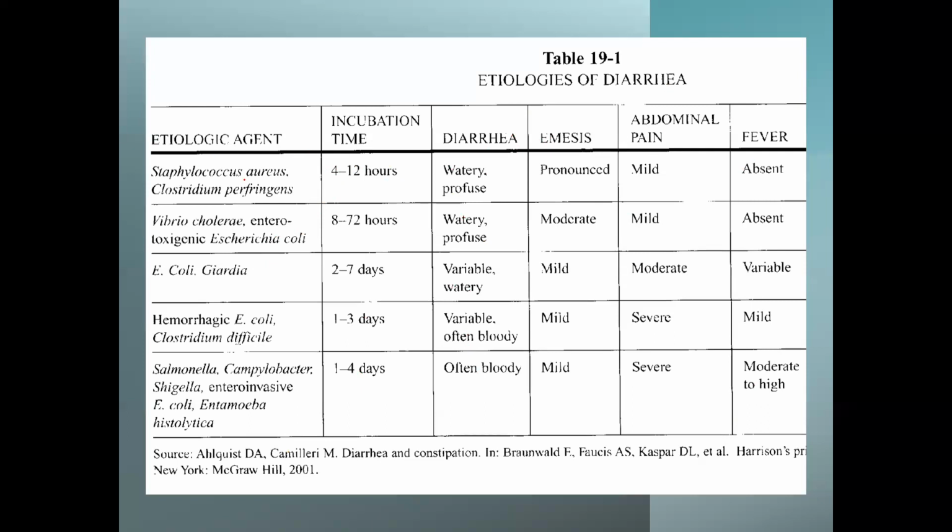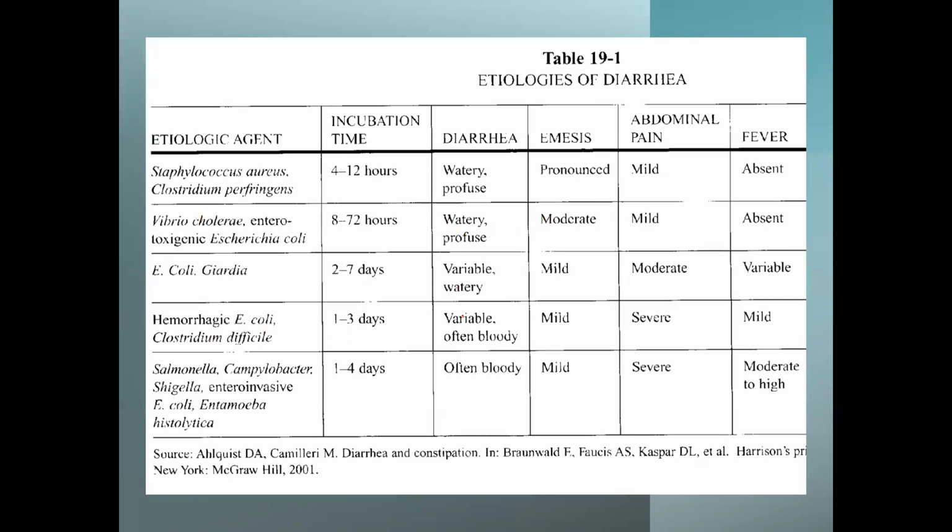So the first one are Staph aureus and Clostridium perfringens. Short incubation time, watery profuse diarrhea, vomiting, not much pain, no fever typically. It comes on too fast. Your body doesn't really have time to mount that response right away. Vibrio or E. coli, middle onset, also watery profuse diarrhea, moderate vomiting, mild pain. E. coli or Giardia takes longer, up to a week, could be variable, could be watery.